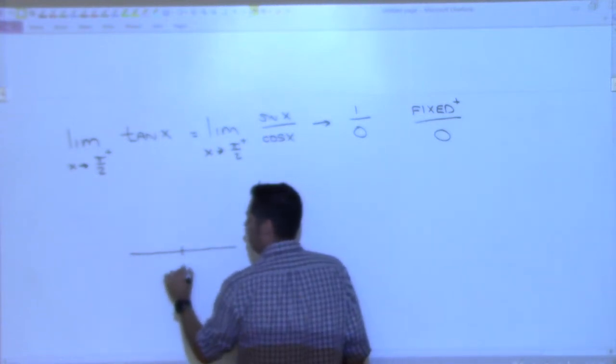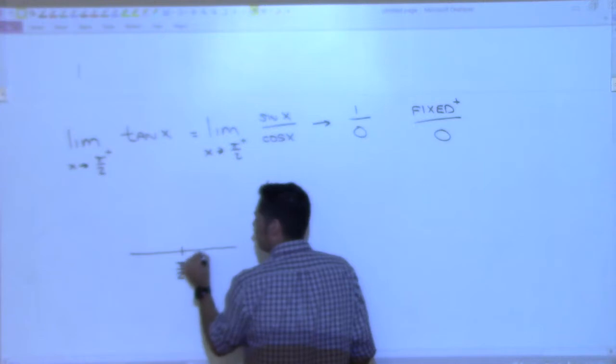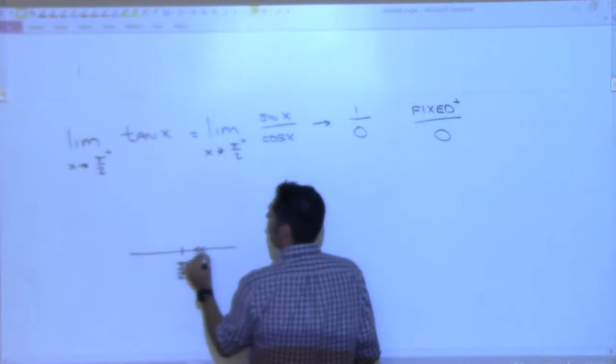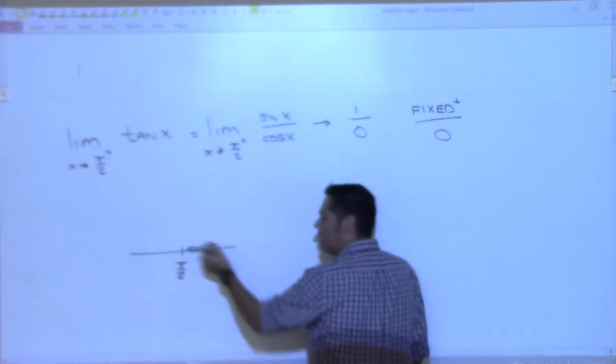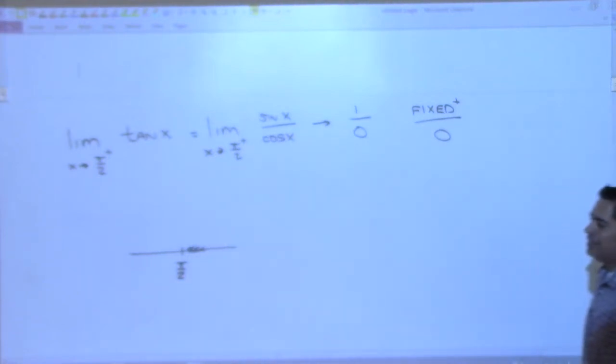Let's draw a number line. Let's put pi over 2 here. Which side are we coming in from? Sorry, I'm asking you and then I'm already doing it. Sorry about that. So then you'd have to pick a number over there, wouldn't you? Yes, you could do something, right?